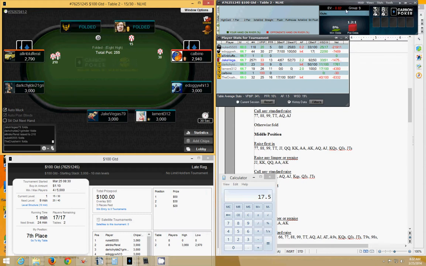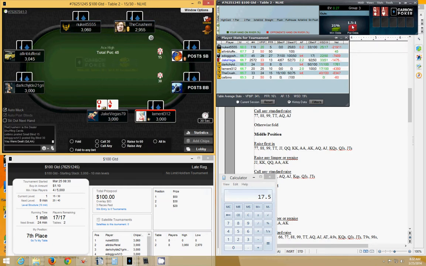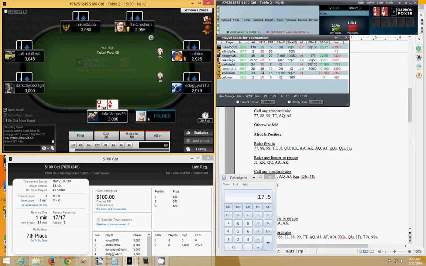So basically, what this software is going to do is capture your hole cards. It's going to display the flop, turn, and river for you. It's going to automatically calculate your pot odds and your win percentage odds.